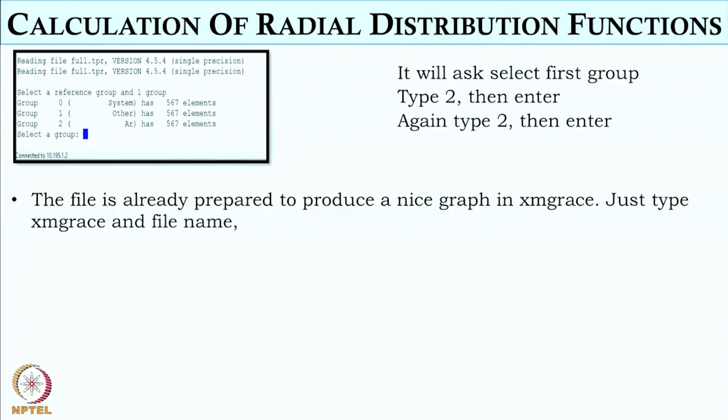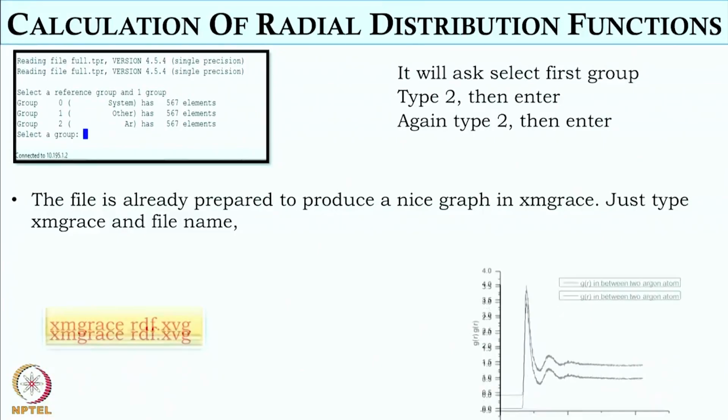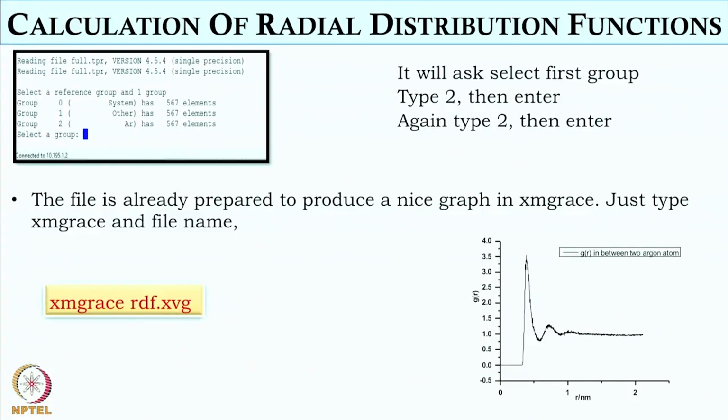So now we'll display the graph in XM Grace. XM Grace is a plotting software. It's also free software. So we just type xmgrace rdf.xvg. It will display this graph between two argon atoms. This is the radial distribution function plot, where the x-axis is the distance between two argon atoms in nanometers and the y-axis is the radial distribution function.